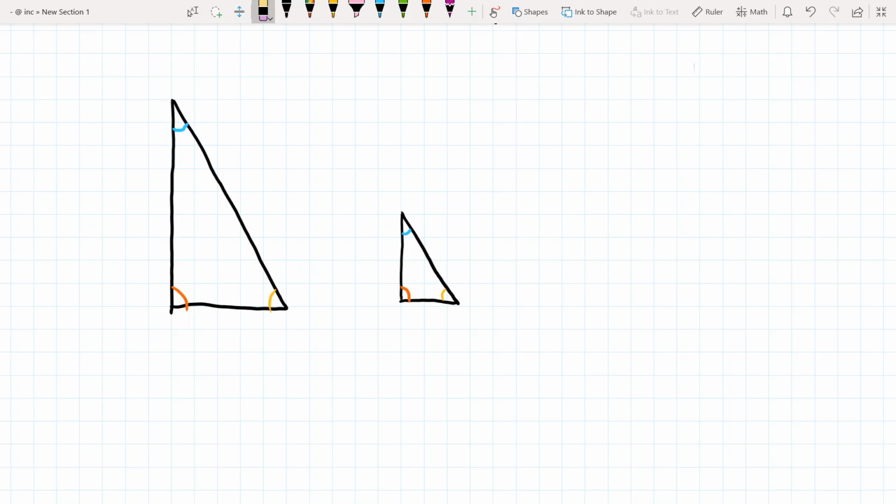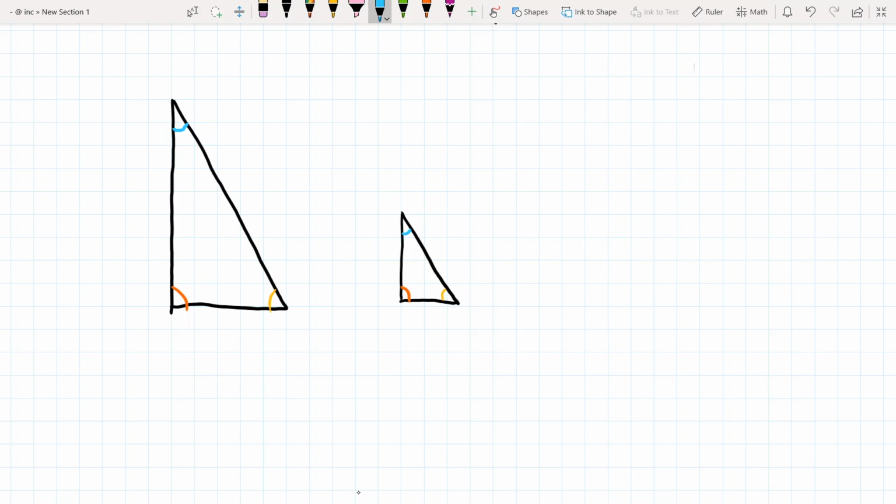Now, there's also information that you need to know about the sides. That's something that we'll discuss in more detail later. When you have proportional triangles, and we did talk about this in the video yesterday, when we have similar triangles, the sides are proportional.